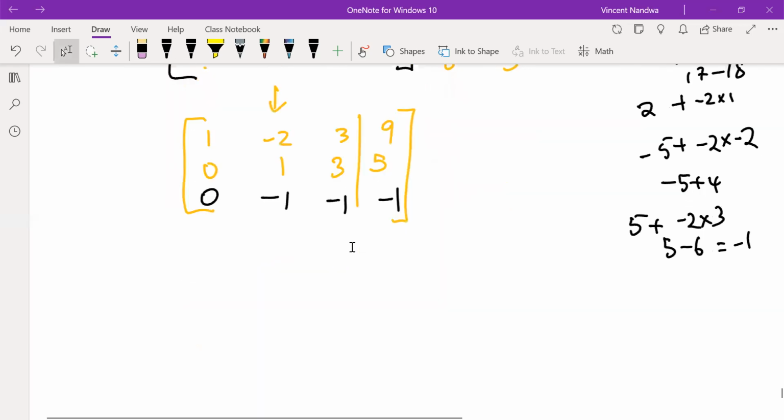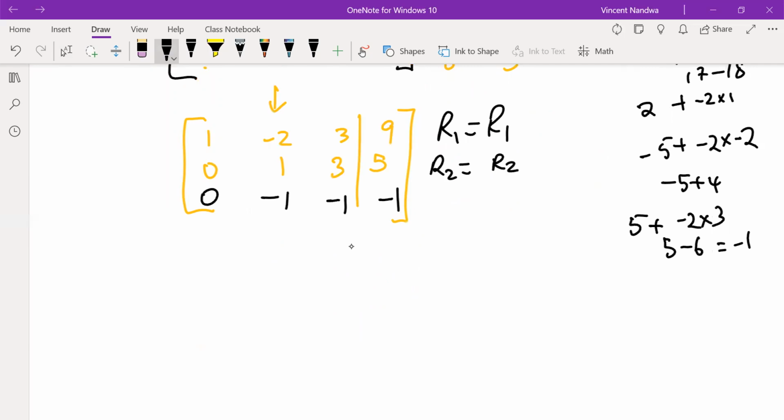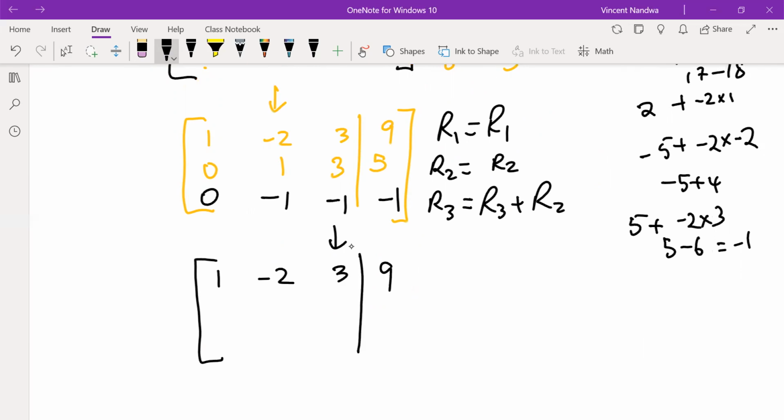So row 1 remains row 1, row 2 remains row 2, and row 3 becomes row 3 plus row 2. This will give us 1, minus 2, 3, 9, 0, 1, 3, 5, and then 0, this will be 2, and this will be 4.